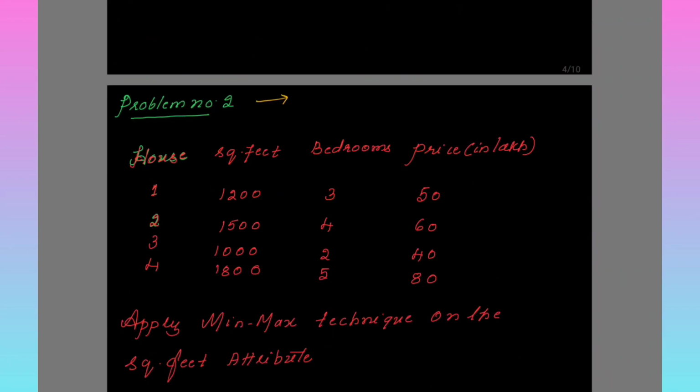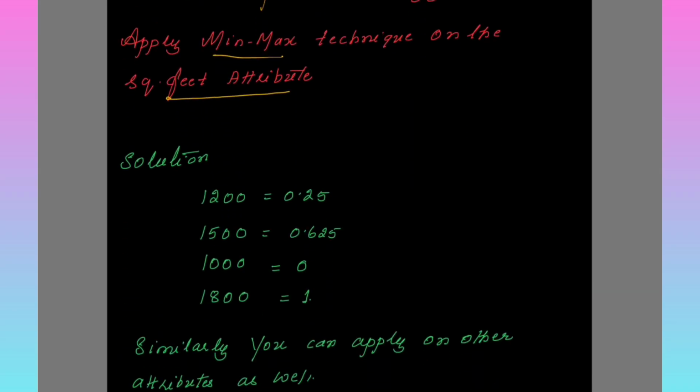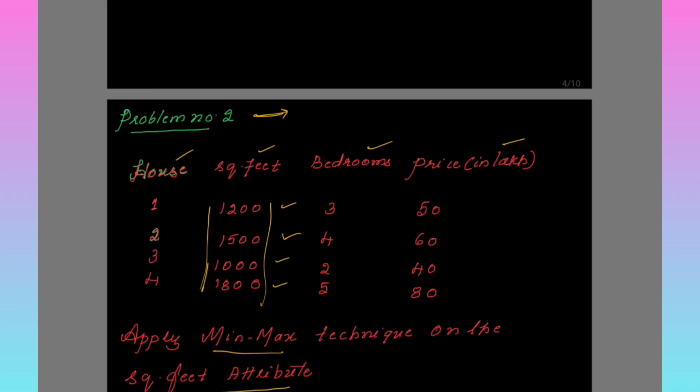You can work on this problem also, where you can check there are 4 attributes, 4 features. Apply the min-max technique on the square feet attribute. The square feet attribute is this one, where the numbers are 1200, 1500, 1000 and 1800. You have to scale it in the range 0 to 1. So this is all about the min-max procedure in the normalization technique.